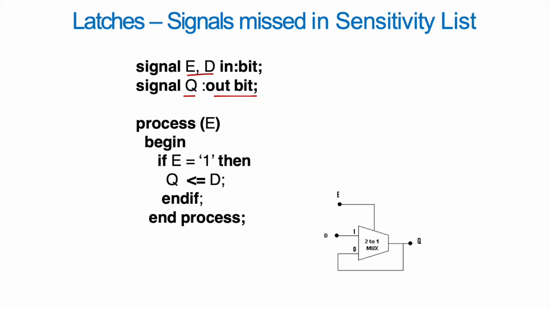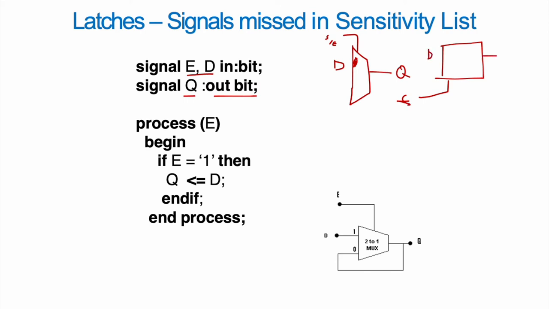Now, what we want to create is this: if E, the enable signal, is equal to 1, similar to the S in the MUX previously, now it's just E. If E is equal to 1, we want the output Q to be equal to D. Same as a D flip-flop, but without a clock, we just use an enable signal. So we have the enable signal, the D input, and then the output, right?